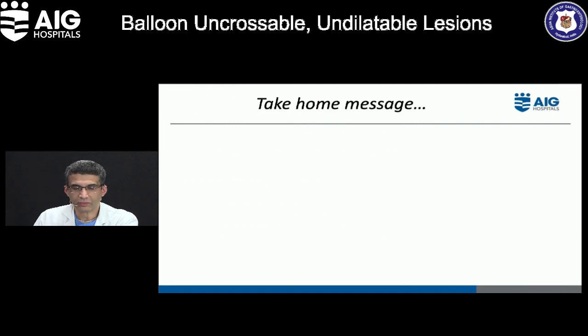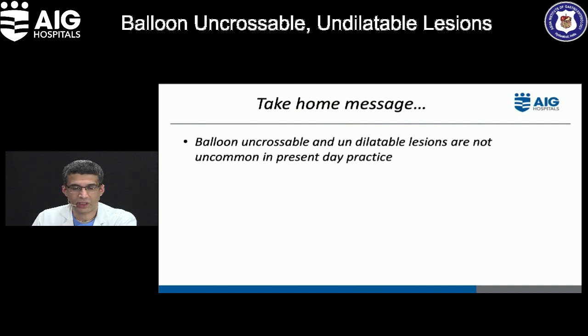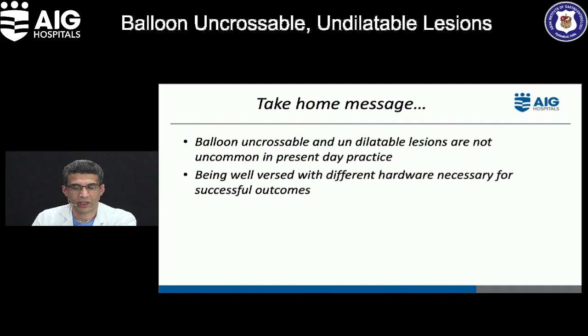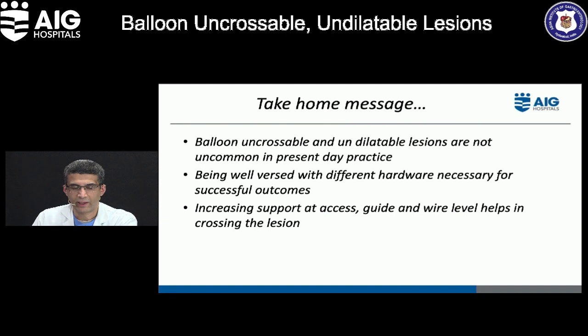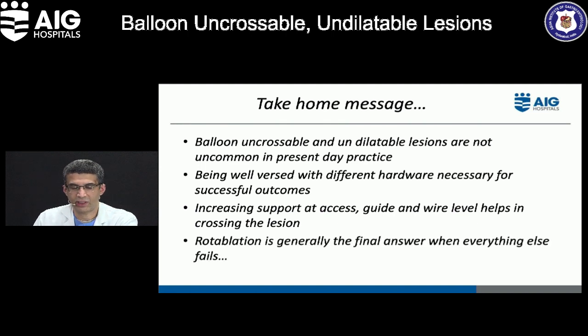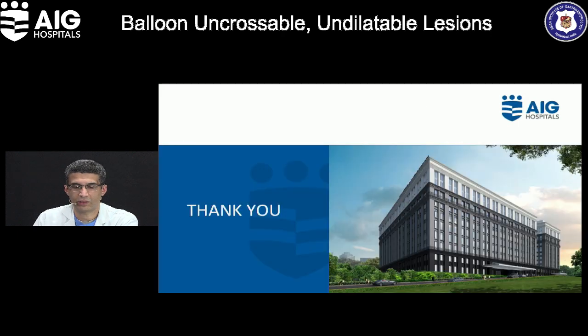And finally, ladies and gentlemen, I would like to end my talk saying that it's important to remember that balloon uncrossable and undilatable lesions are not uncommon in present day practice. Being well versed with different hardware is necessary for successful outcomes. Increasing support at access, guide level and guide wire level helps in crossing the lesion, and rotablation is generally the final answer when everything else fails. So remember never to underestimate the importance of rotablation in these cases. Thank you very much.